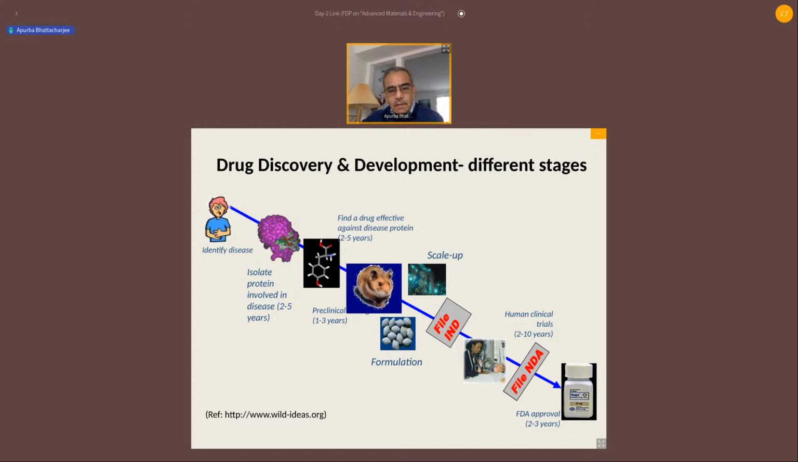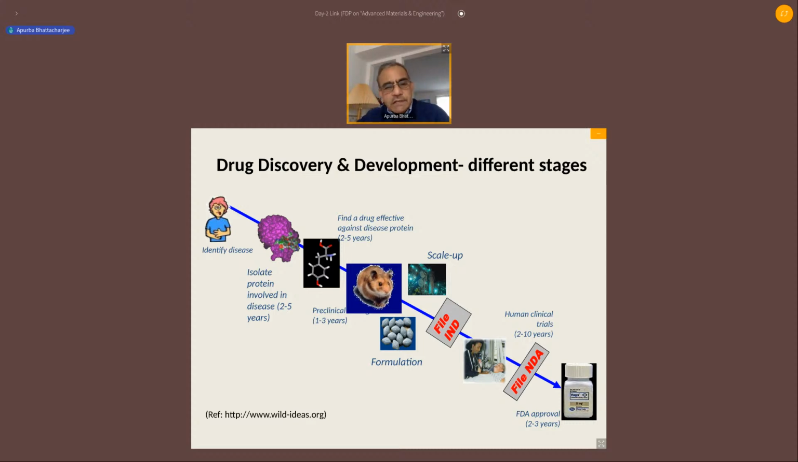Now let's see what the different stages of discovery and development of a drug are. The first thing we need to do is to identify the disease, and then we have to isolate the protein involved in the disease. This part of the study usually has to do with genomics and proteomics. Once we know the active site of the protein structure, it is most often determined by X-ray crystallography and other means. Electron microscopy also sometimes helps in identifying the real protein structure involved in the disease.